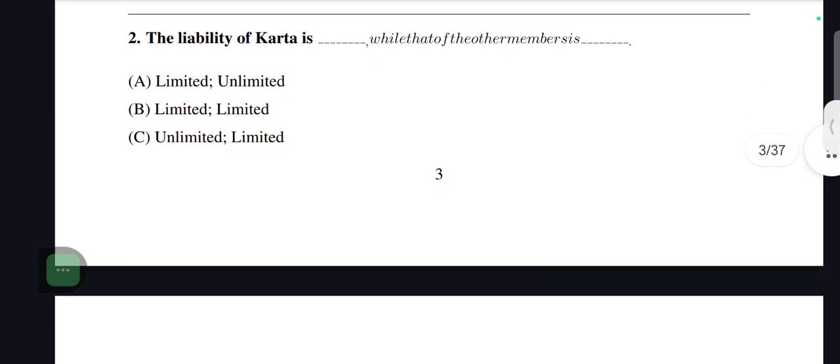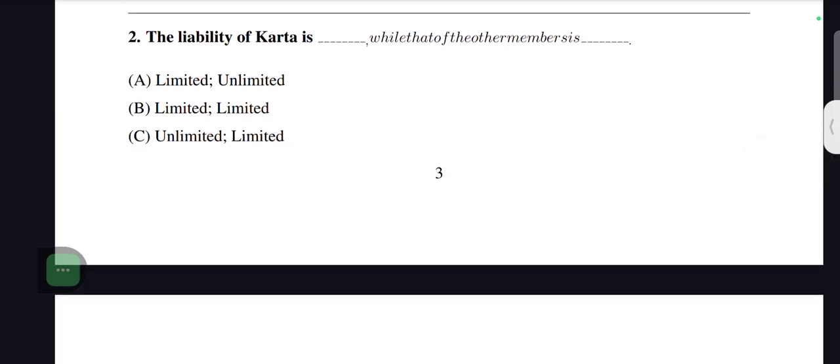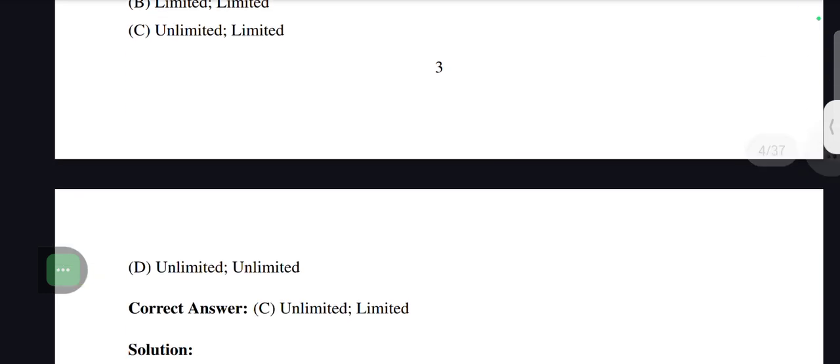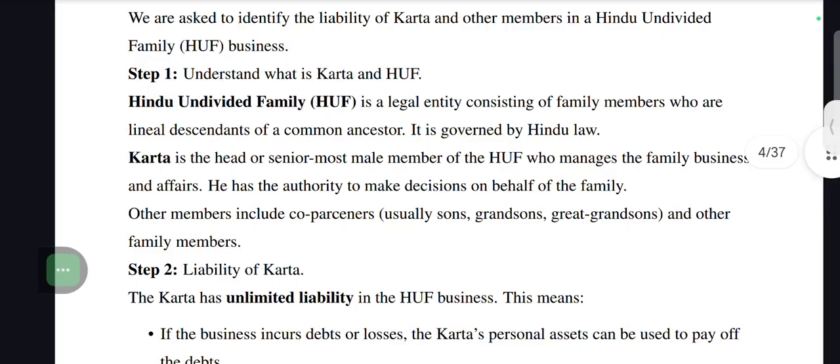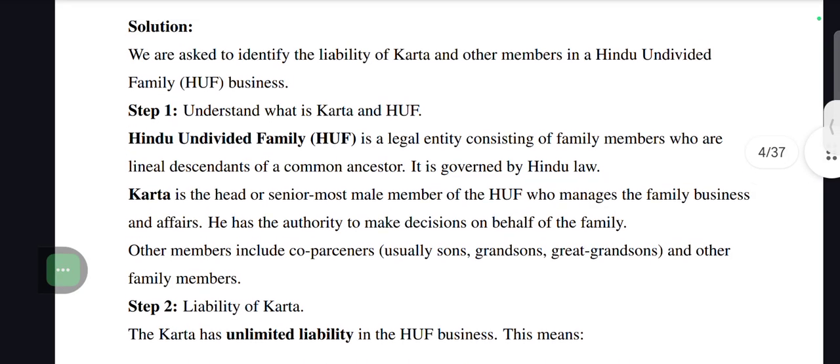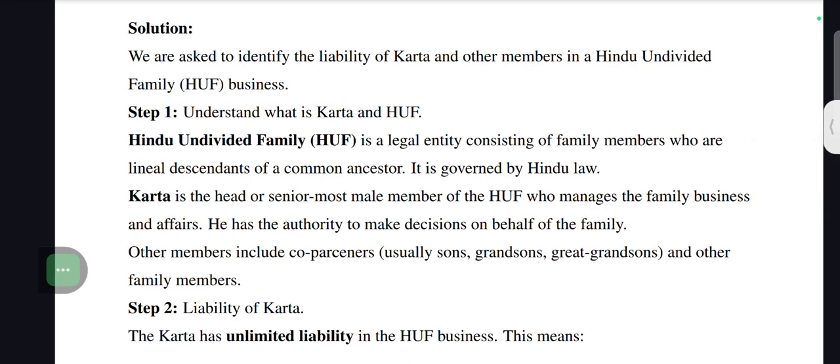The second question is: the liability of karta is dash, while that of the other members is dash. The options are limited, unlimited; limited, limited; unlimited, limited; and unlimited, unlimited. Let us see the solution. They have asked us to identify the liability of karta and other members in a Hindu undivided family business.